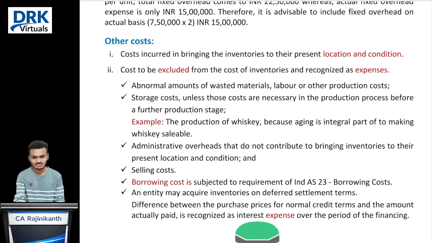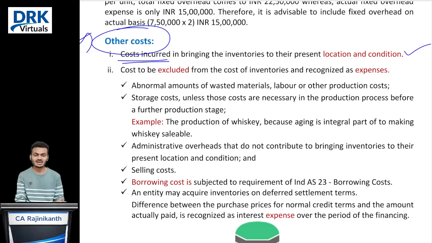Other cost, correct? Yeah, this one, other cost. We discussed cost of purchase and conversion cost. And next one is other cost. Cost incurred to bring the inventory to their present condition and present location. I can say this is a residual category. If that is directly related to our present inventory to get the present location and present condition, we can add it.